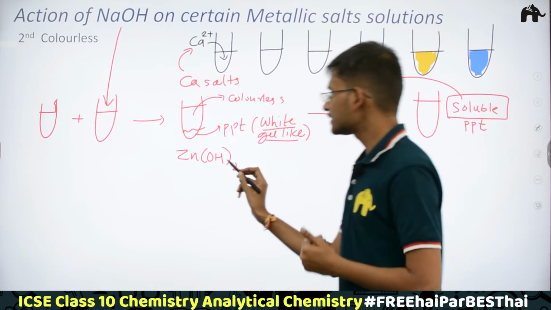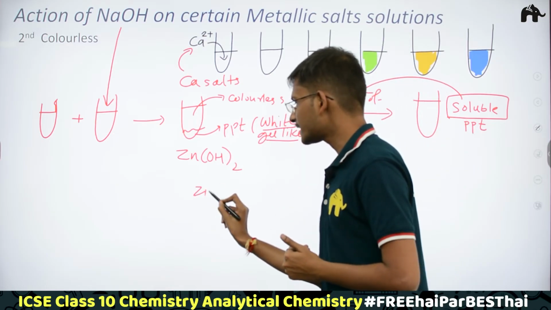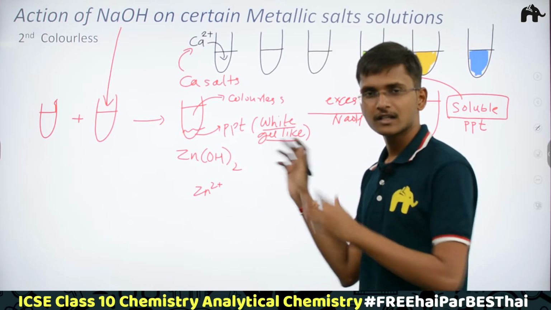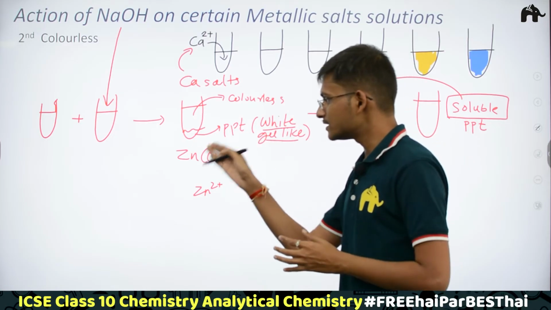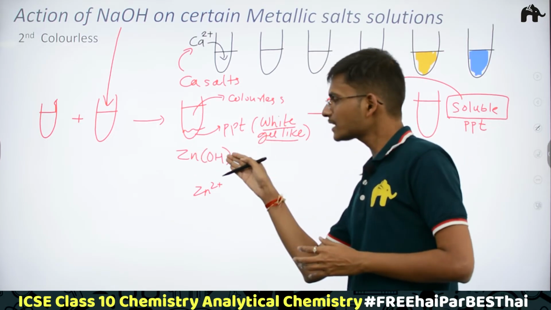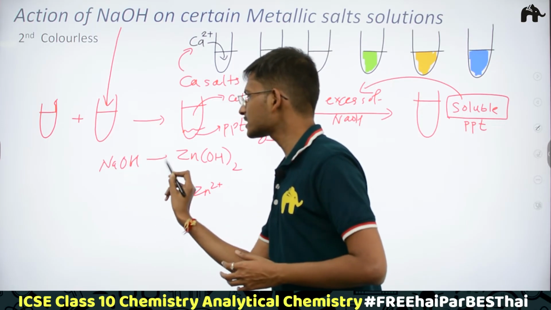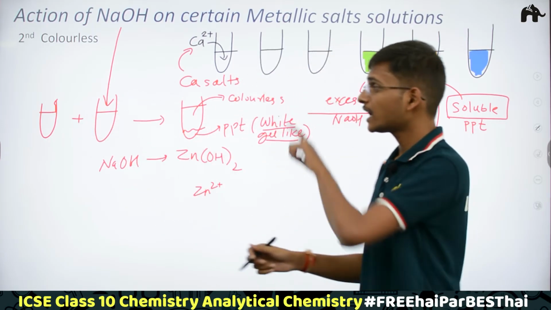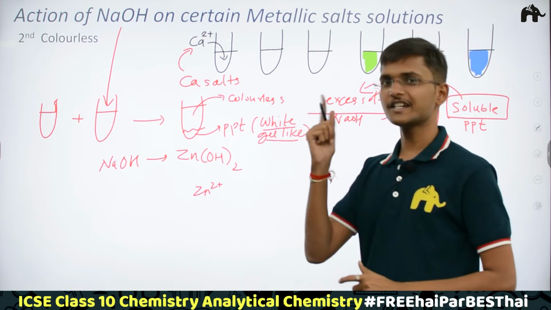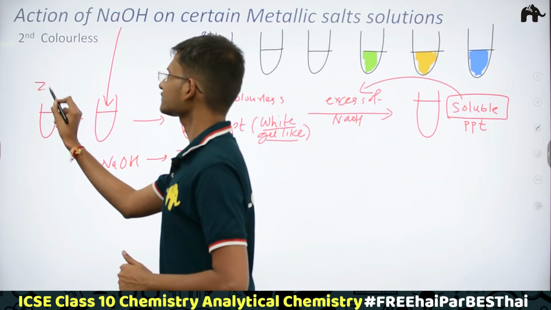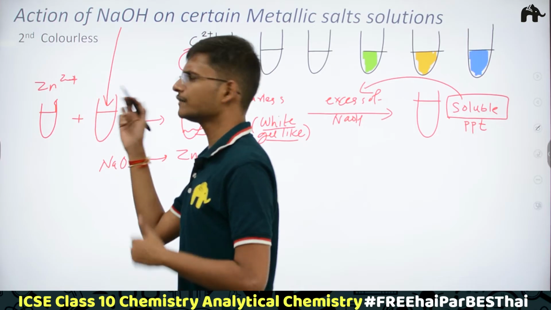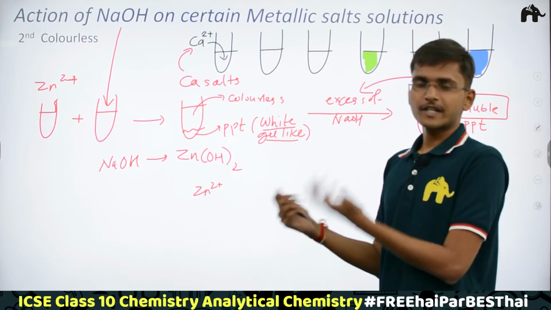Now from this we can clearly make out which ion is present in this metallic salt solution. We know the process. See here, zinc hydroxide has Zn2+ ions and OH- ions combining to form zinc hydroxide. We know the OH- ions come from NaOH, but the Zn2+ ion must come from this metallic salt solution. This means that our metallic salt solution has Zn2+ ions. Very simple. Yes, we figured it out. Now it's time to write the reaction.